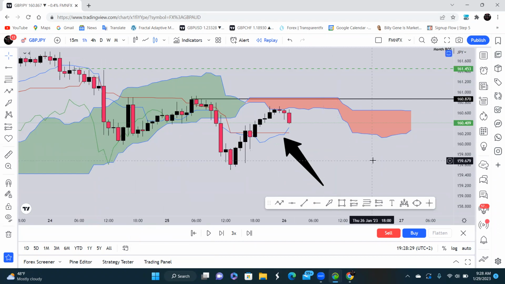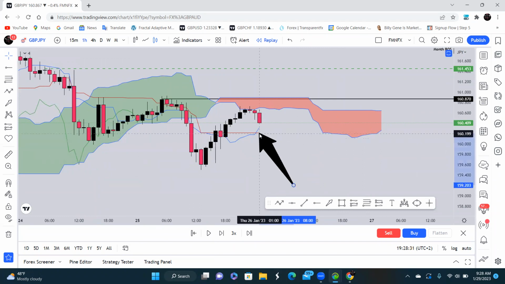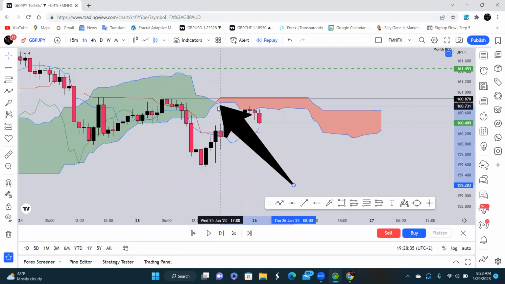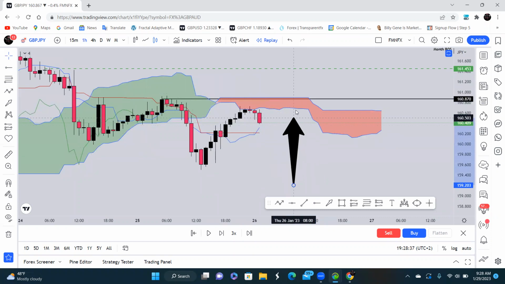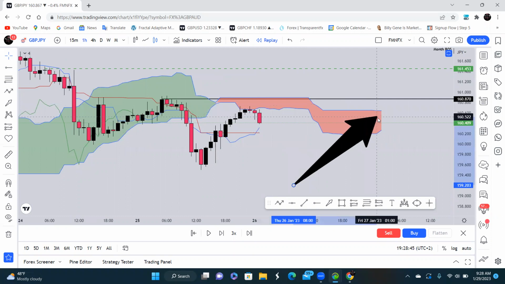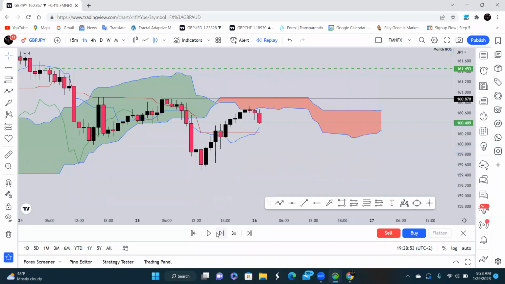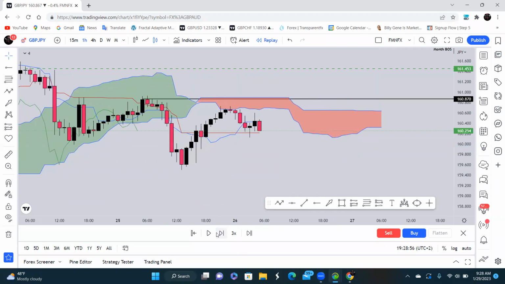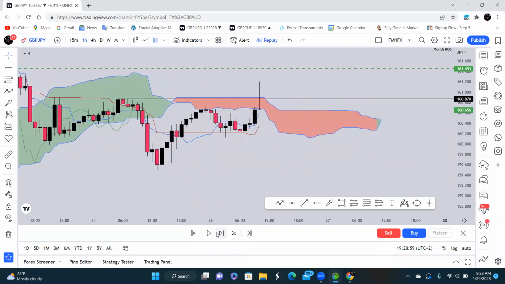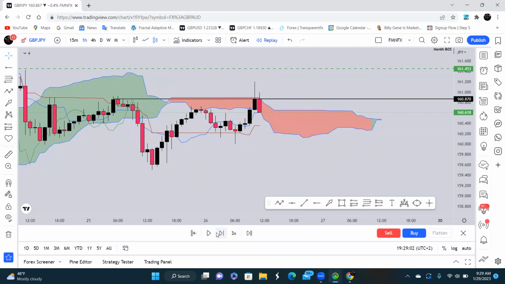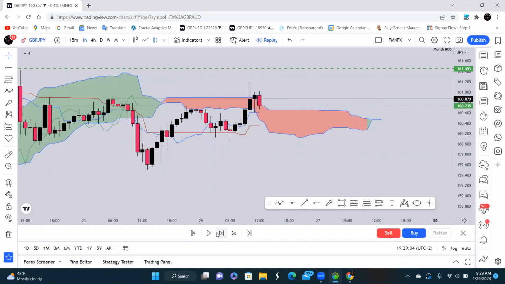So step one, we need a bullish TK crossover. Step two, we need a break of structure. Step three, we need price to break the cloud and close. Step four, we need this to be green for a buy. So let's go. Come on. You see that? Didn't break it. Okay, it broke it with this candle right here.